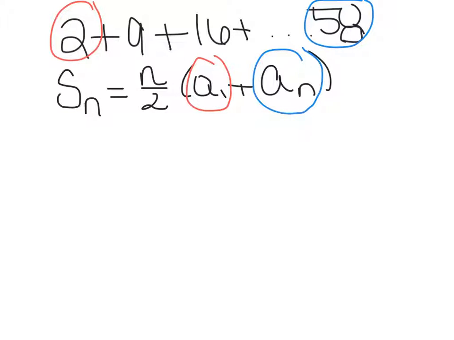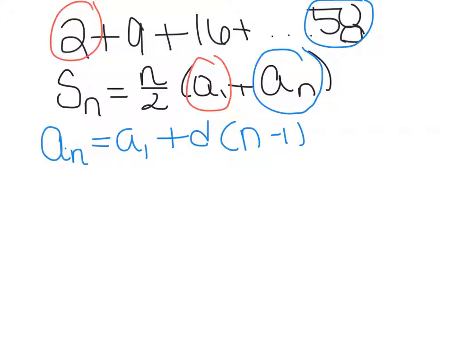But what I don't know is the n, or what term the 58 is. I don't know if it's the 5th, 6th, 7th, 8th, 9th. I don't know what term number it is. So first things first, we have to find that out. So I'm going to use the explicit formula for an arithmetic sequence: a sub n equals a sub 1 plus my common difference times n minus 1.